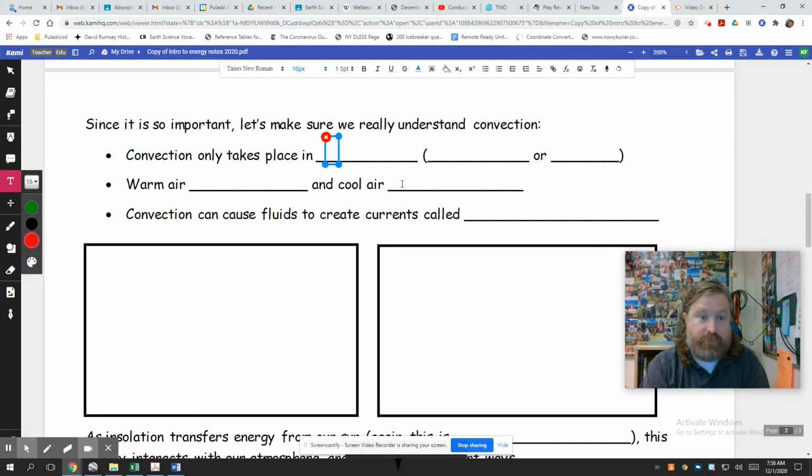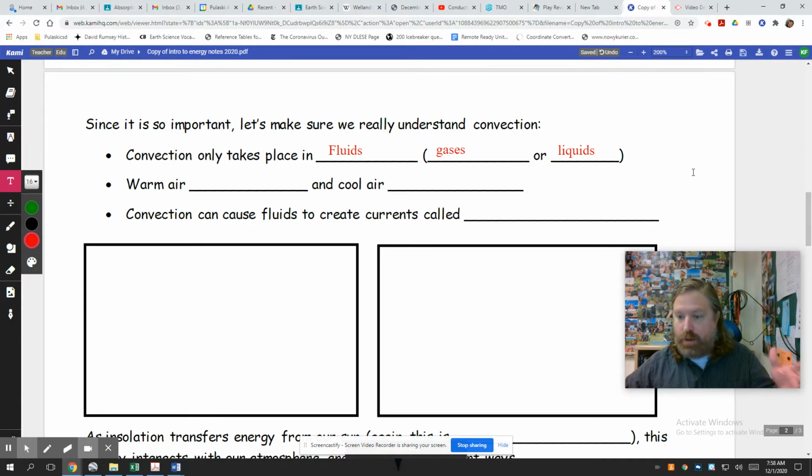So the rules are convection only takes place in fluids. And what that means is gases or liquids. It can't work in a solid. If you took a log and heated one side of it, the log isn't capable of flowing. It's rigid, right? It can only happen in things that flow, and that's what fluids are.